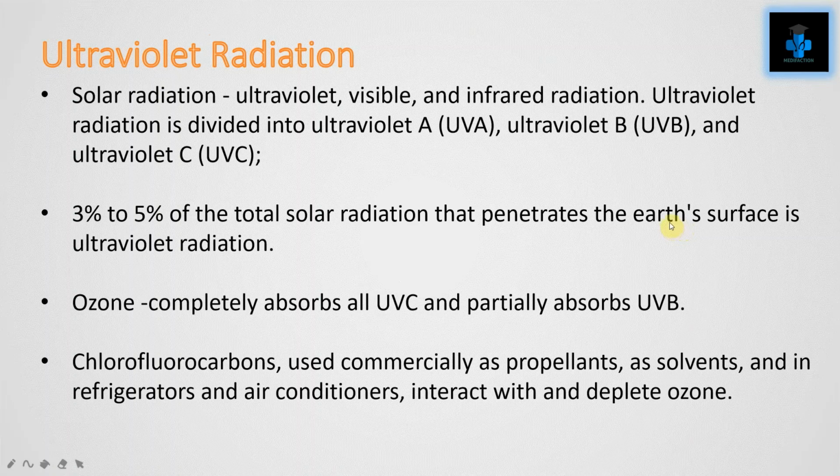Ultraviolet radiation. Solar radiation: ultraviolet, visible and infrared radiation. Ultraviolet radiation is divided into ultraviolet A, ultraviolet B and ultraviolet C. 3% to 5% of the total solar radiation that penetrates the Earth's surface is ultraviolet radiation. Ozone completely absorbs all ultraviolet C and partially absorbs ultraviolet B.